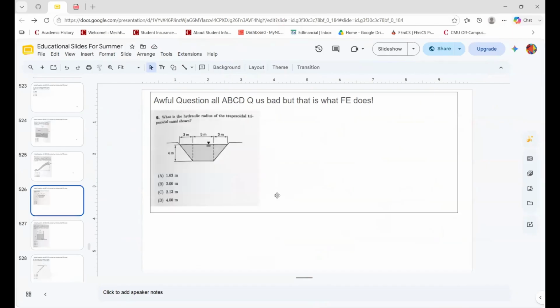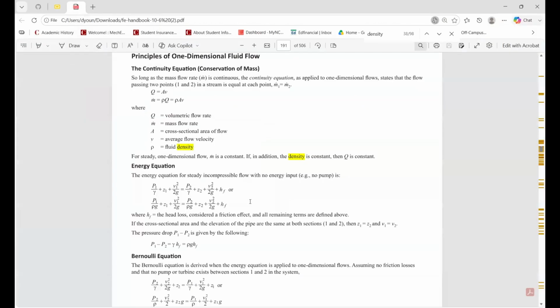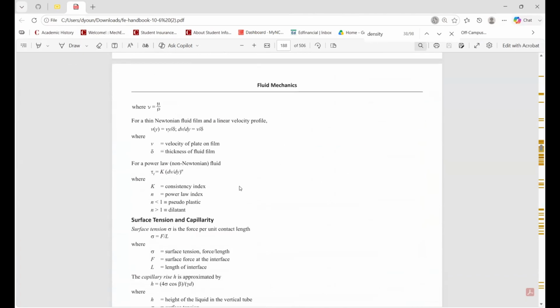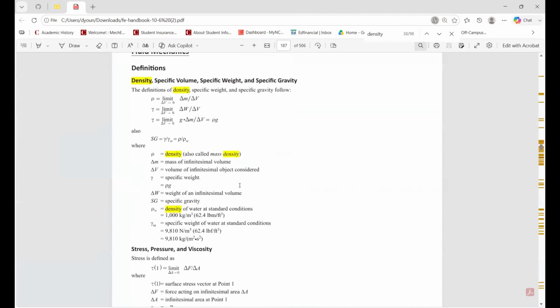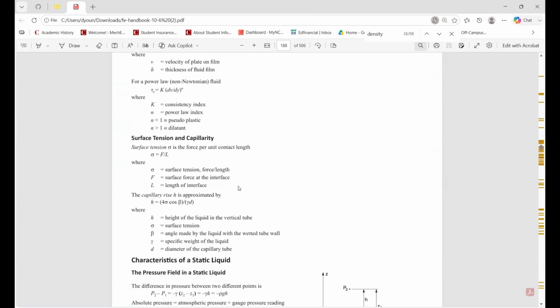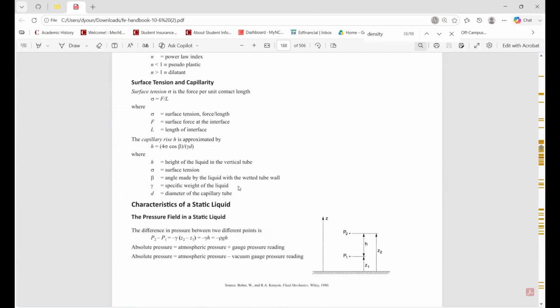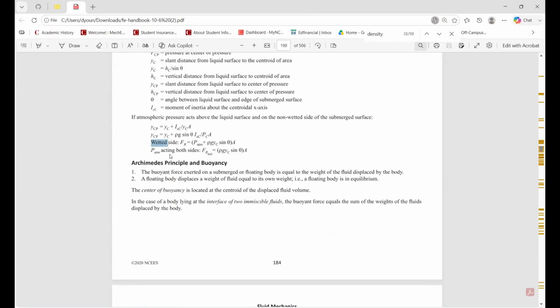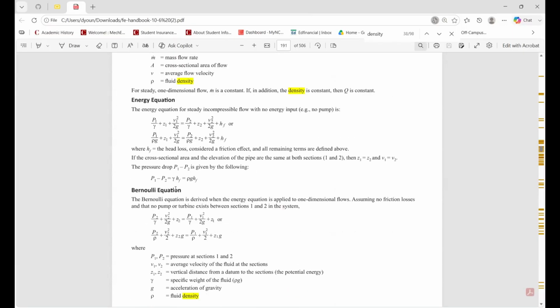Okay, what is the hydrodynamic radius of the trapezoid? Hydrodynamic radius, so RH. They should give me a formula for it. If not, well, it's the cross-sectional area divided by the wetted perimeter. I'll be shocked if they don't give me the RH formula here. But no, they should really give it to me.